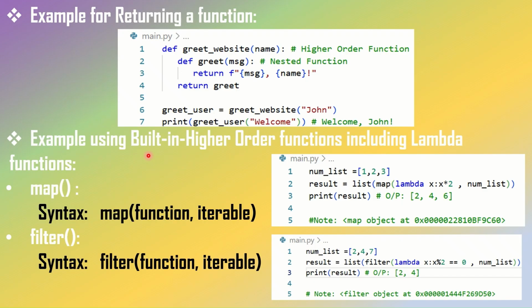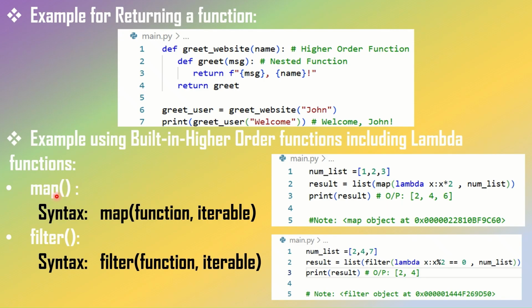We have many built-in higher order functions, but for simpler understanding, in this session I am going to give a clear idea using two of them: map and filter, along with lambda functions. Whenever I was discussing lambda functions, I told you we would see their usage in higher order functions. So now let's see how we can make use of lambda functions in these built-in higher order functions.